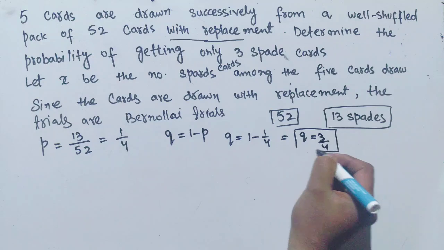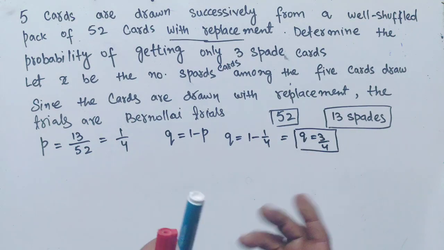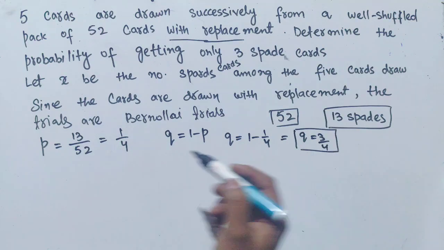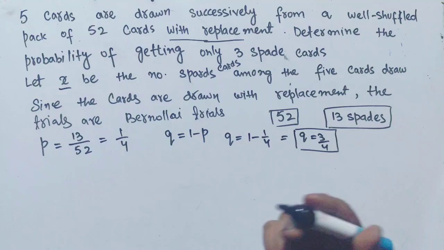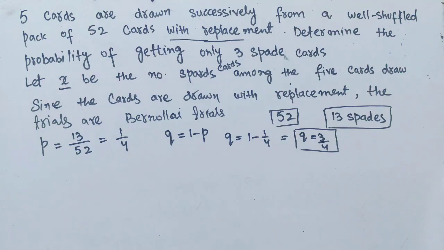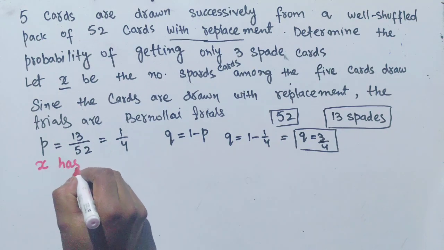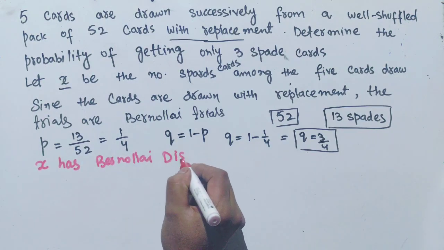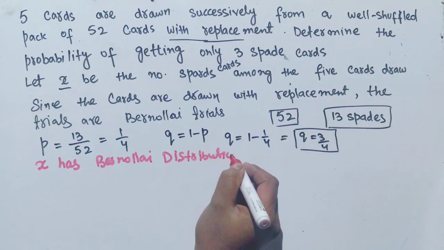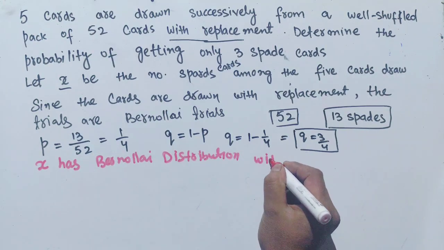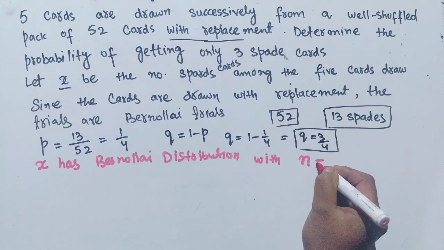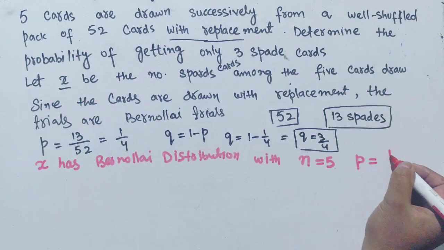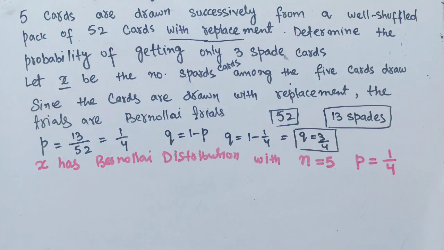We need these two results because we have the Bernoulli trials here. So in this case x has a binomial distribution with the number of cards n equal to 5, and the probability of getting a spade is 1/4, which we showed here.